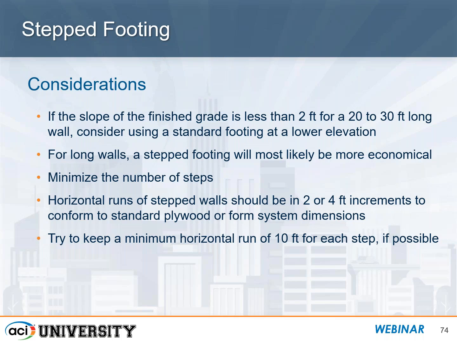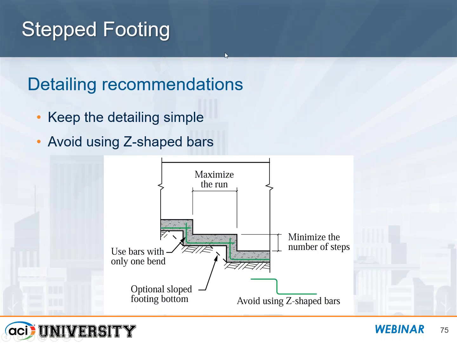You try to minimize the number of steps, and try to make the horizontal runs about 2 to 4 foot increments so it conforms to standard plywood dimensions or these forming systems that are out there. And you'd like to keep the horizontal runs at least 10 feet or so, if possible. It all depends on geometry. So what you would have then is something that looks like this. We don't recommend a Z-shaped bar for very obvious reasons. You would rather have these L-shaped bars that are much easier to place. So when you have that situation, it's more than likely going to be better to use a step footing.